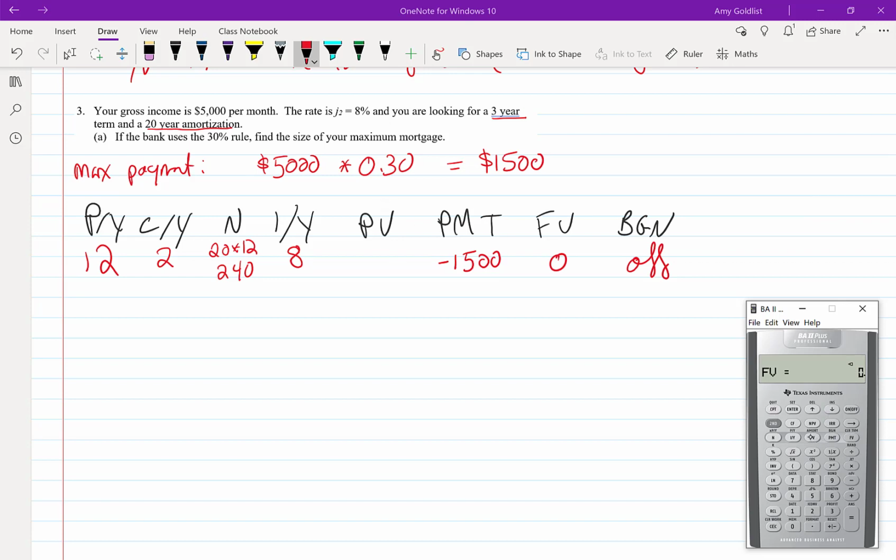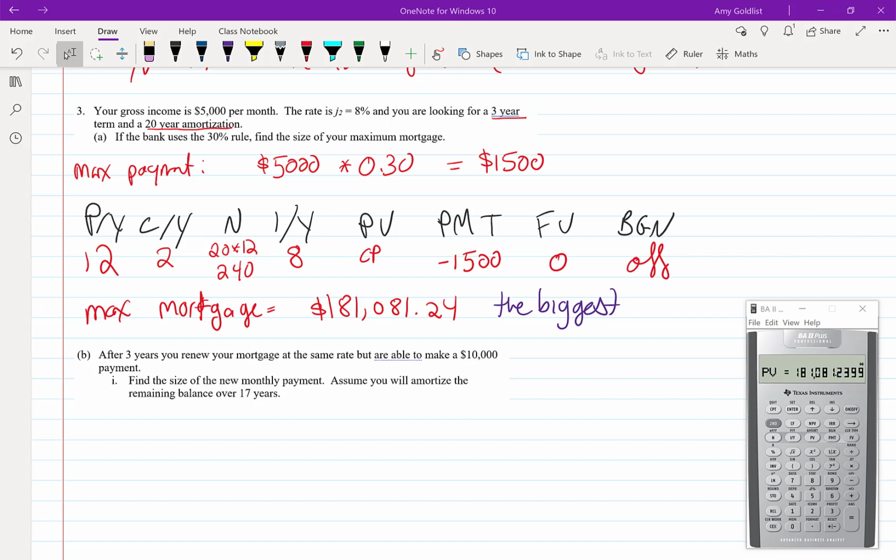So when I compute my present value, it turns out you can afford $181,081.24. That's the size of our mortgage.